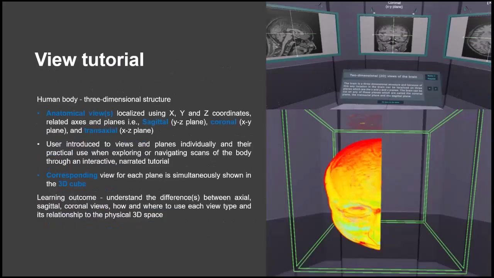The view tutorial helps the user to navigate the body using 2D and 3D views. The learning outcomes help them to understand the difference between axial, sagittal, and coronal views, how and where to use each view type, and its relationship to the 3D physical space.